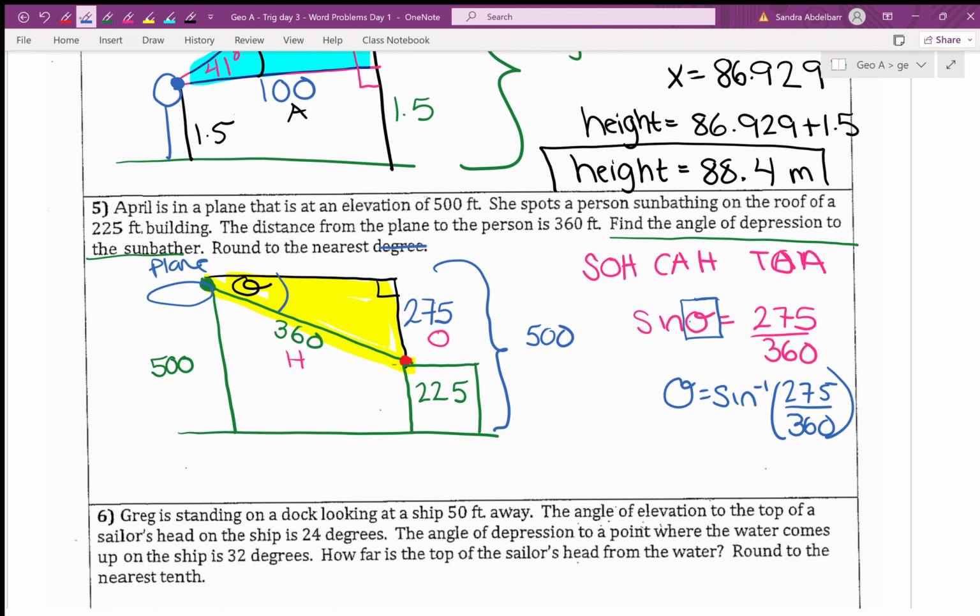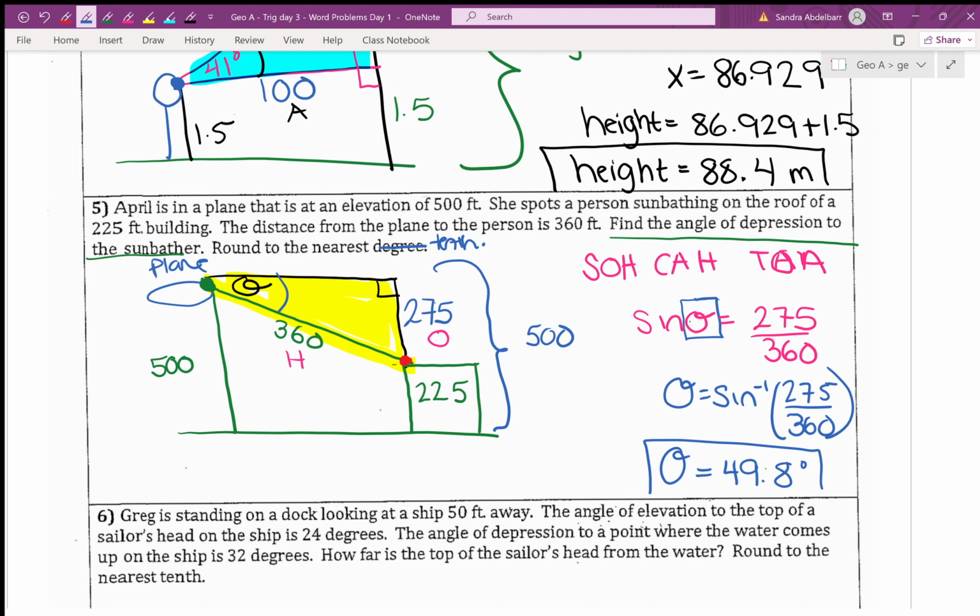We're not rounding to the nearest degree. Round to the nearest tenth, please. What was it? 40.2 degrees. No? Did something go wrong? Let me see. Second sine. So you should do second sine 275 divided by 360. And it should be 49.8 degrees. I changed the whole thing to the nearest tenth. Now you're good.